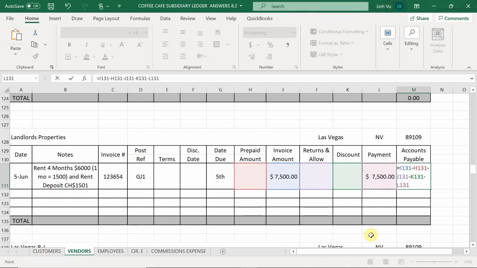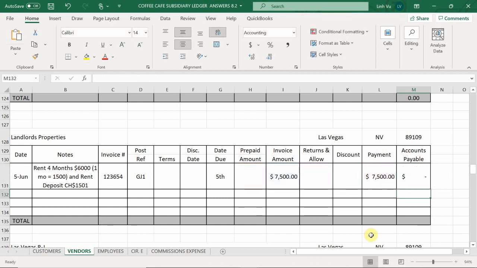So in this case, if I did this correctly, I should show that I owe Landlord Properties $0. Why? I made a payment for 7,500. They contracted me, I signed a contract and I cut them a check for 7,500. Therefore, I owe Landlord Properties nothing. And that's why this column right here is for accounts payable. I don't owe anybody anything right now.